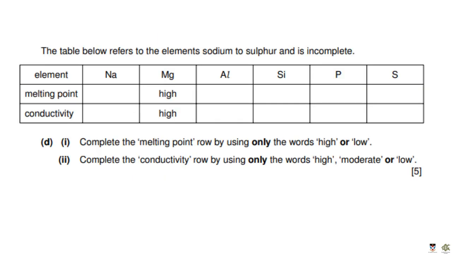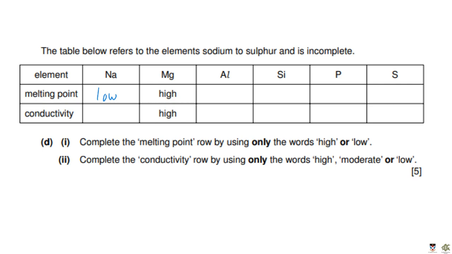The table below refers to the element sodium to sulfur and is incomplete. Complete the melting point row by using only the words high or low. So sodium, even though it's a metal, it's got only a charge of +1 on the cations in that metal structure, and each atom will only contribute 1 electron to the sea of delocalized electrons. So it has the weakest of the metallic bonds in period 3, so it's actually a metal with quite a low melting point. For sodium, they will write in low.